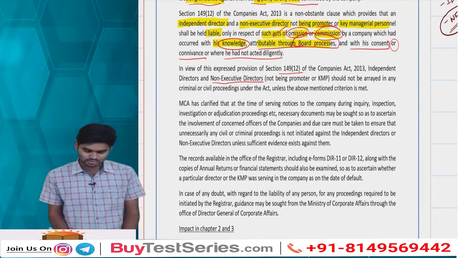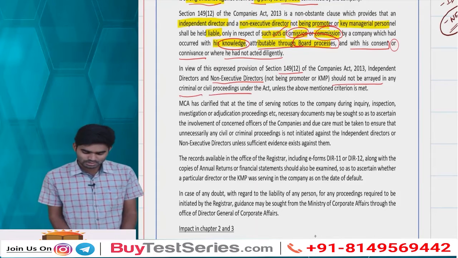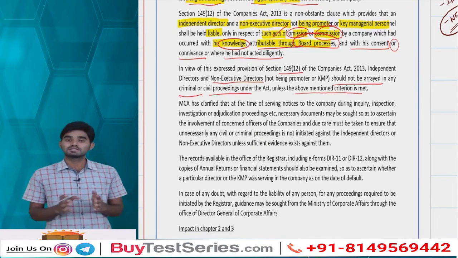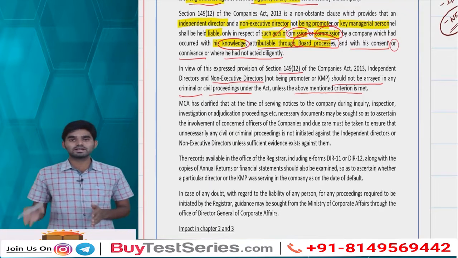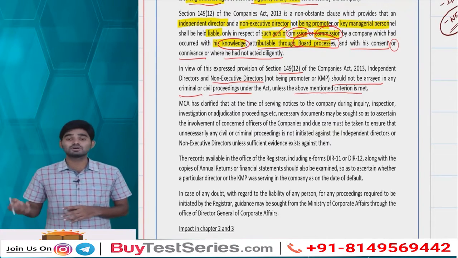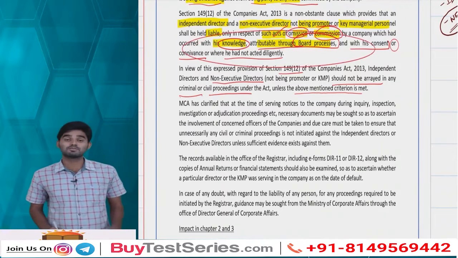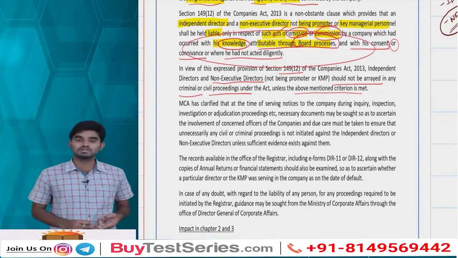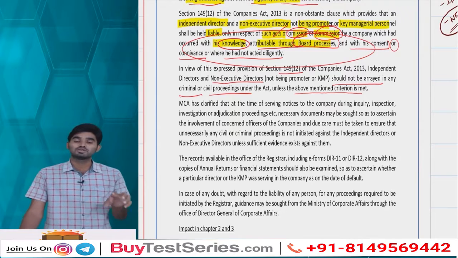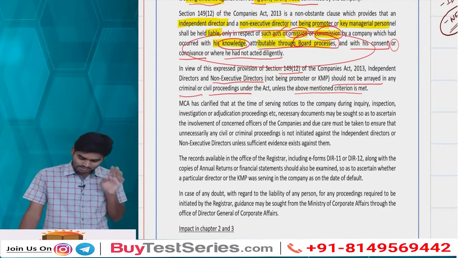And in view of this express provision of section 149 subsection 12 of the Companies Act, independent directors and the non-executive directors not being a promoter or a KMP should not be arraigned in any criminal or civil proceedings under the Act unless the above mentioned criteria is met. That means, sir, the independent directors and the non-executive directors shall not be made liable, be it civil proceedings or criminal proceedings, unless the clauses we have seen here, that is with your knowledge or with your consent or with connivance, or you didn't act diligently. If such criteria is met, then you may be drawn for the prosecutions. Otherwise, you will not be held liable for any of the liabilities. Clear, everyone?